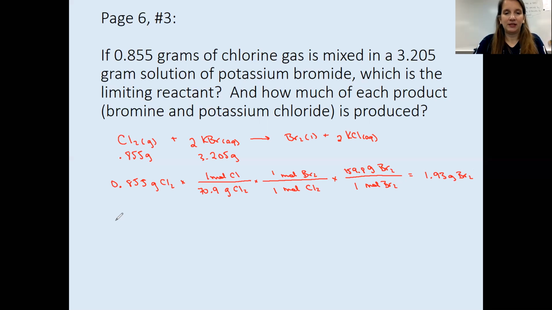I'm going to do the same thing, but this time I'm going to start with the KBr. So I'm going to start with 3.205 grams of KBr. I'm going to put grams of KBr down here, and I'm going to have to use the molar mass. So I have to find the molar mass of KBr, which is 119. The molar mass is always equal to 1 mole, so I'll put 1 mole up here. And then once you're in moles, remember the next step is to use those coefficients from the balanced chemical equation, so you can switch from your moles of KBr to moles of Br2.